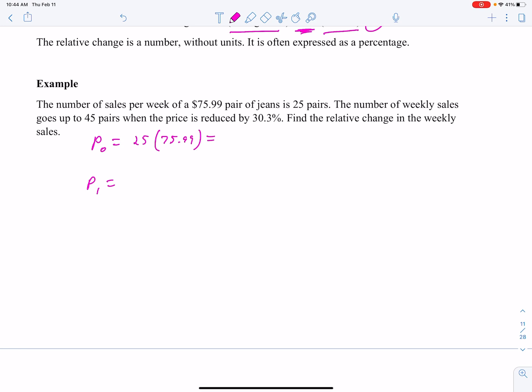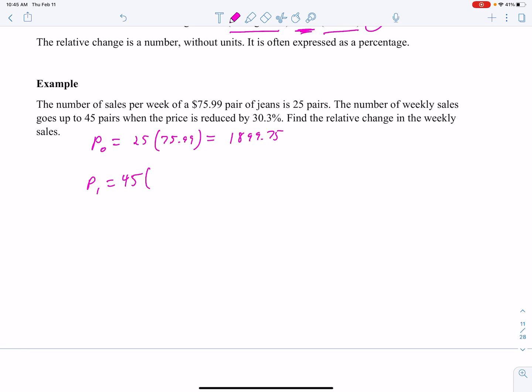All right, so let's calculate that one. Probably should have calculated these before, right? So 25 times 75.99, 1899.75. Okay. Now we got a little bit of math to do here for this P1. So it goes up to 45 pairs, right? But the price has been reduced by 30.3%. So what is that price? It's not $75.99 anymore.